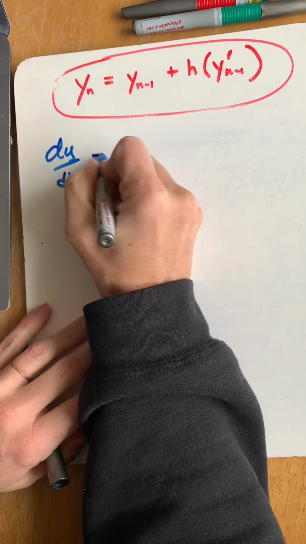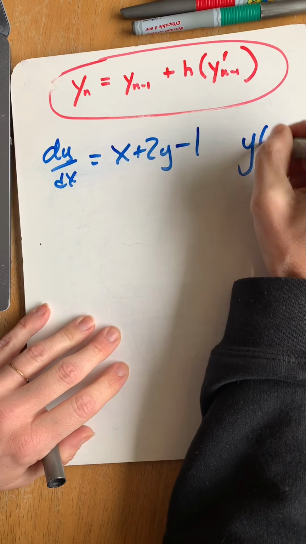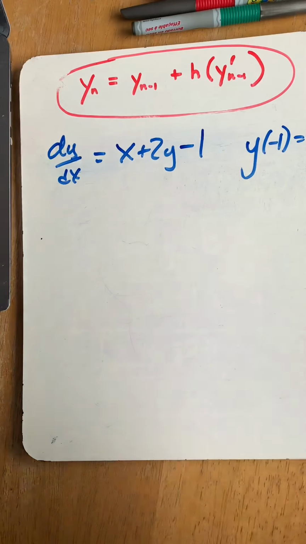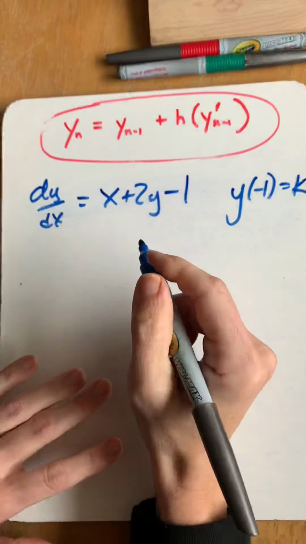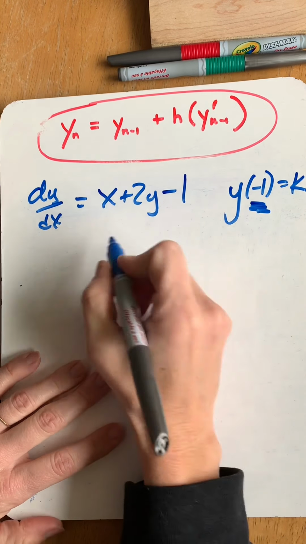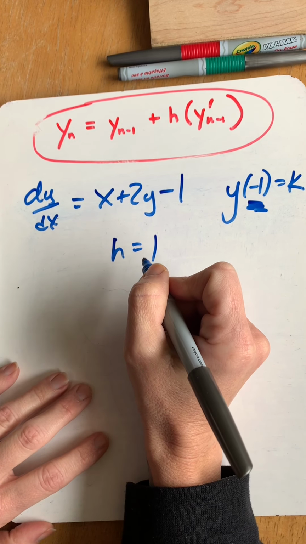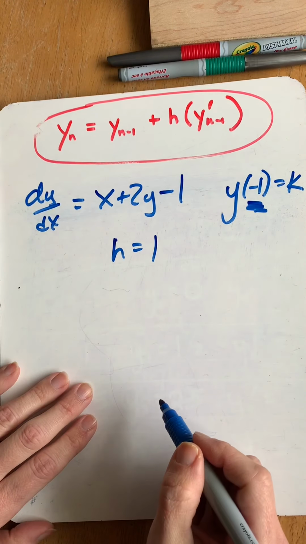dy/dx equals x plus 2y minus 1, and y of negative 1 equals k. Ooh, getting fancy. Using Euler's method, starting at x equals negative 1 with a step size of 1 gives the approximation that y of 1 is 11. So they're telling us the end.